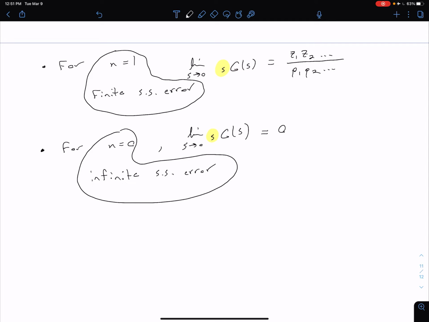And so in the next video, we'll look at the last of our 3 common inputs, which is our parabolic input.